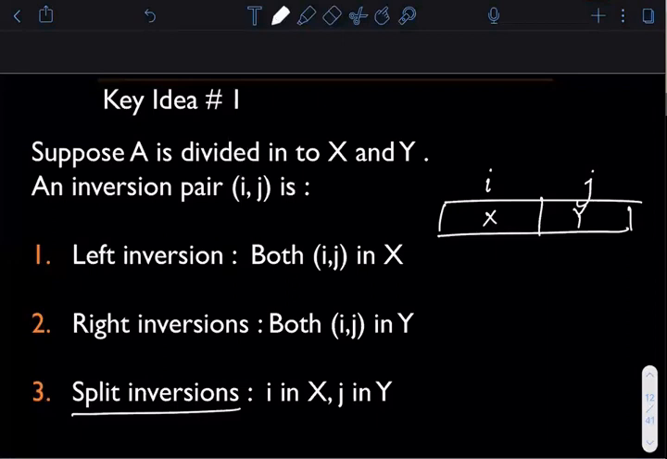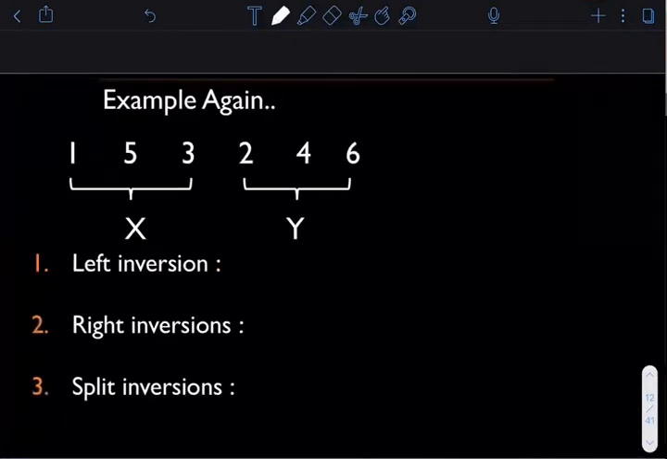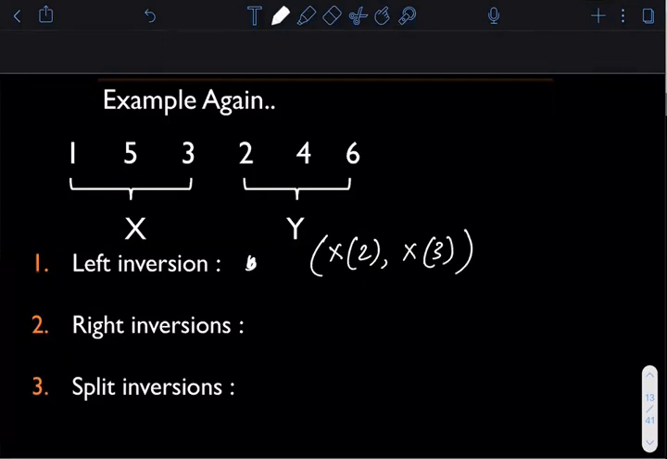Okay. Any questions so far? Just to make sure that everyone understands, what is one example of a left inversion? Yeah, 5-3 is a left inversion, right? Actually, instead of writing 5-3, let me write it as x2 and x3. So I'm writing it in terms of the indices of the array.